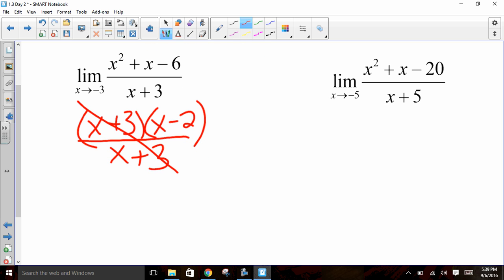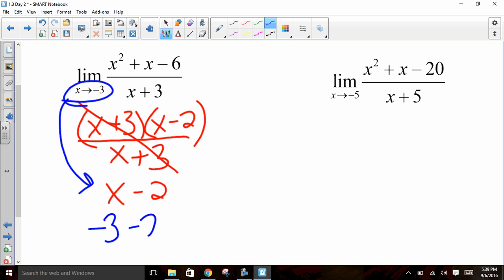Woohoo! We have a term canceling out. So then I'm left with x minus 2. Well, I still don't have a limit. Now what I can do is plug in this x value, because if you notice, this expression will never be not true, because I don't have anything that would make it undefined. So then I can plug in that negative 3 for x minus 2, and therefore my limit is negative 5.